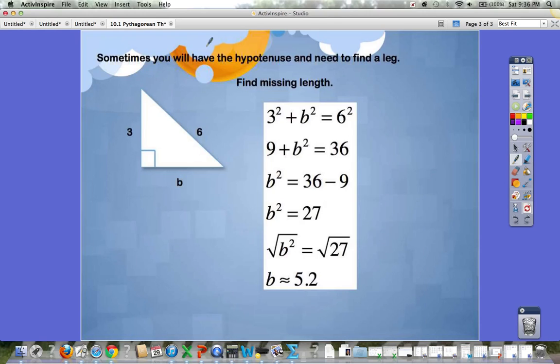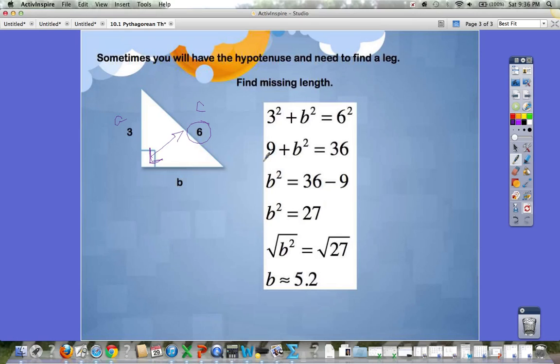All right, but sometimes you'll have the hypotenuse and they want you to find a leg. They gave me C. All right, so remember, C is always, always, always across from the right angle. This would be then A because I have B right here. So I'm just going to plug in to my formula. 3 squared plus, if you don't know what B is, B squared equals 6 squared. That's what C is. 6 squared is 36. 3 squared is 9. So now we have 9 plus B squared equals 36.